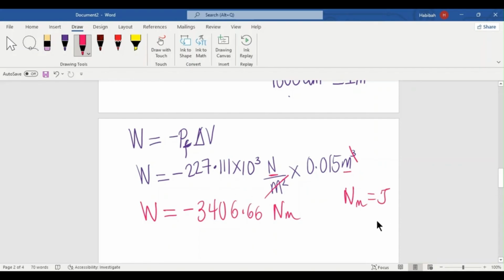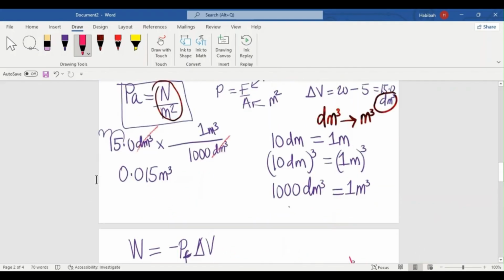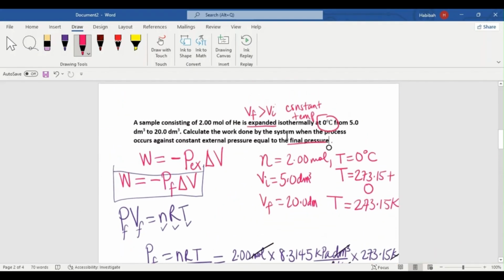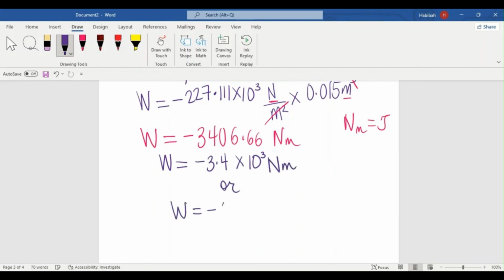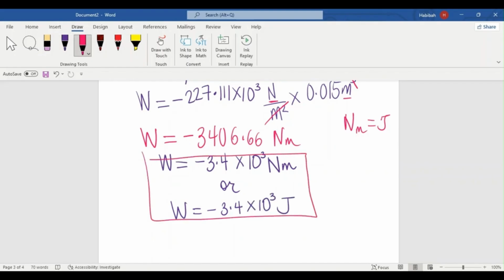So now we go back to the top of the question, right? We see that the smallest sig figs that we're given is 2 sig figs, which is here, right? 5.0 dm cubed. So we have to put this answer, the approximate value, in 2 sig figs. So that would be W, work done, equals negative 3.4, okay, times 10 raised to the power of 3 using scientific notation, Newton meter, or work done equals negative 3.4 times 10 raised to the power of 3 joules. So this is basically the answer to the question.